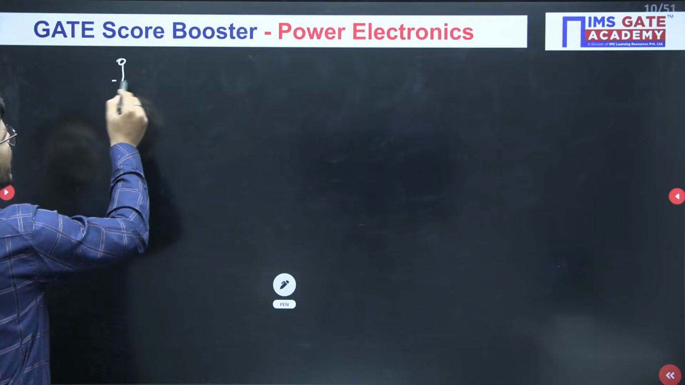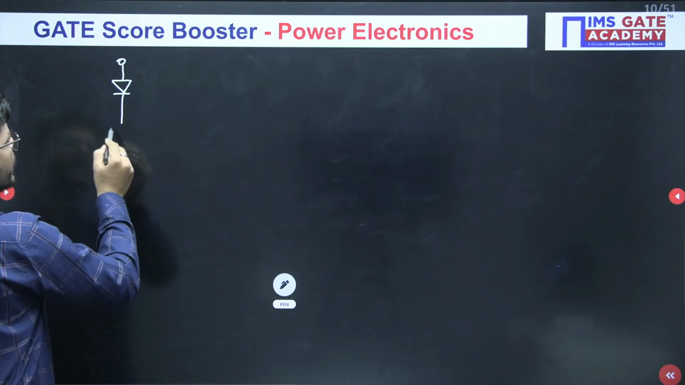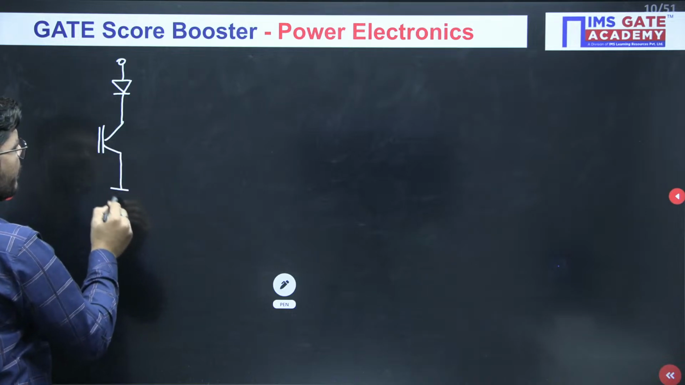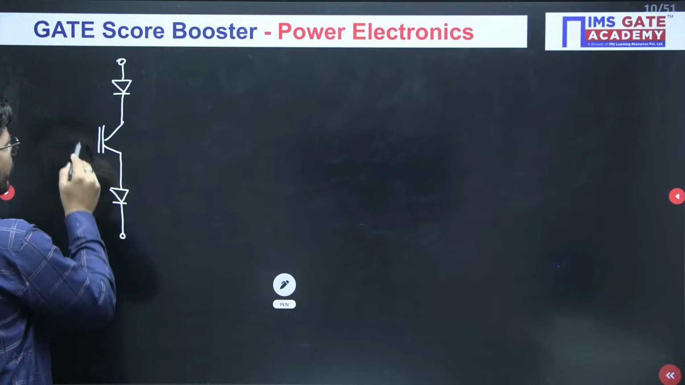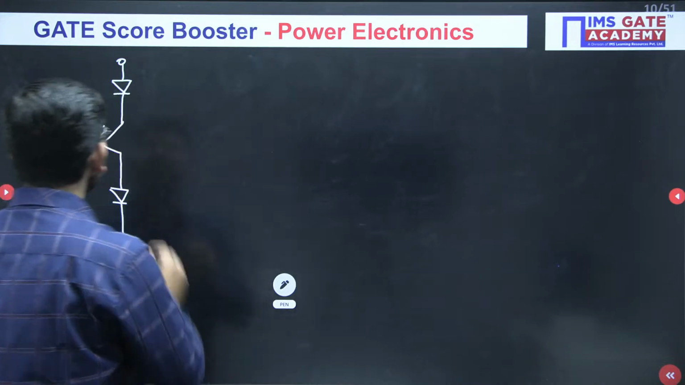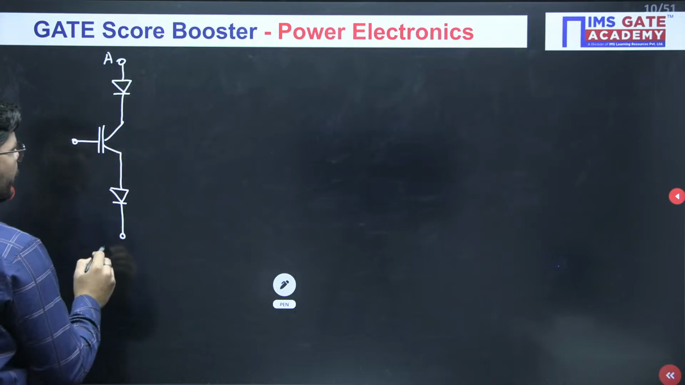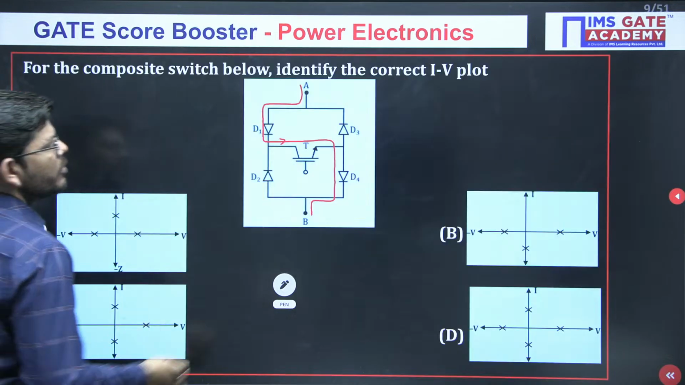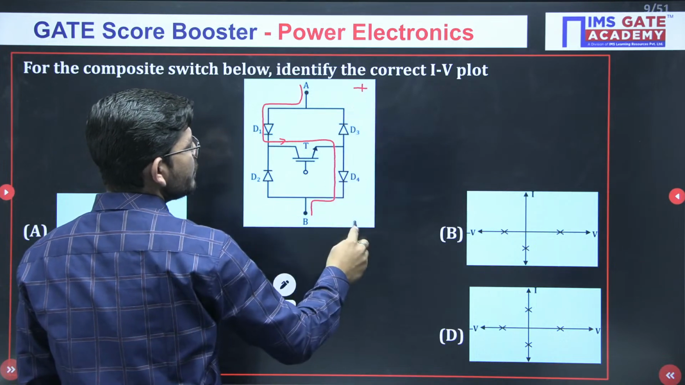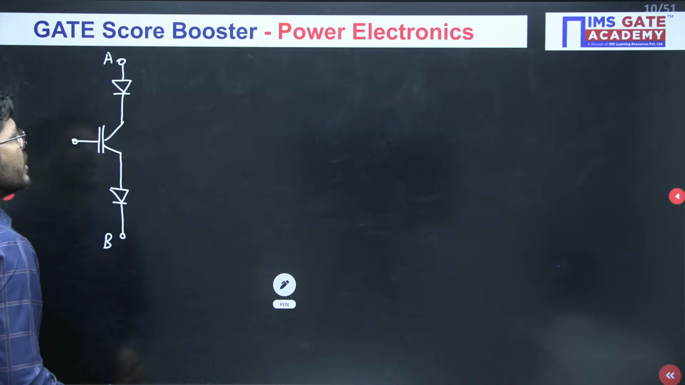So what do we have? We have a diode, then we have an IGBT, then again we have a diode. So first of all, realize this particular combination. This is point A and this is point B. So how will you apply voltage here? You will apply voltage from point A to B. A will be positive and B will be negative.